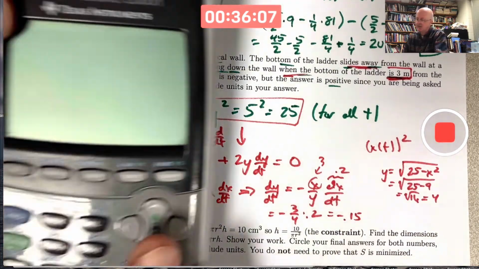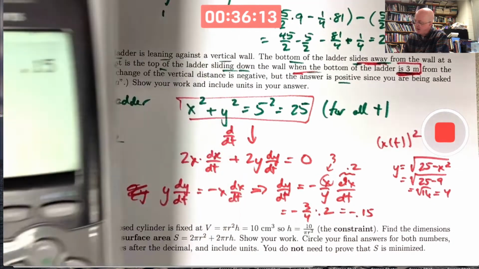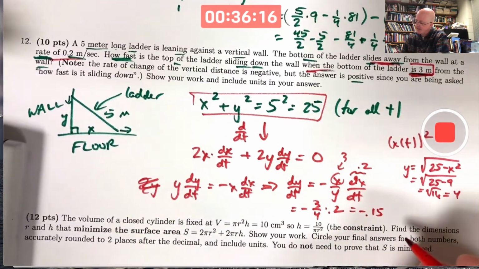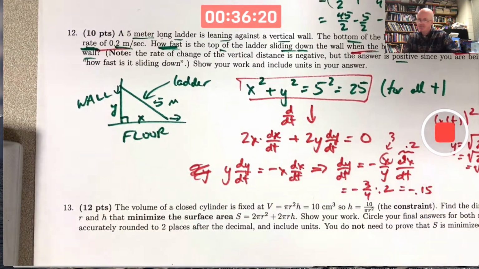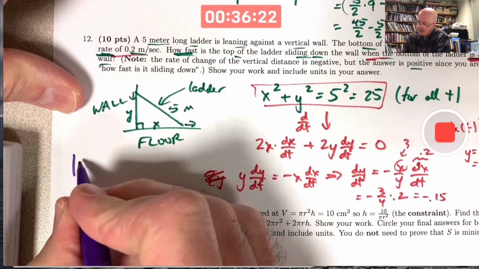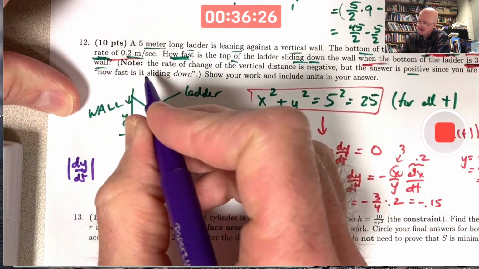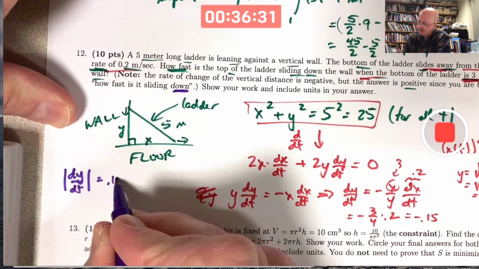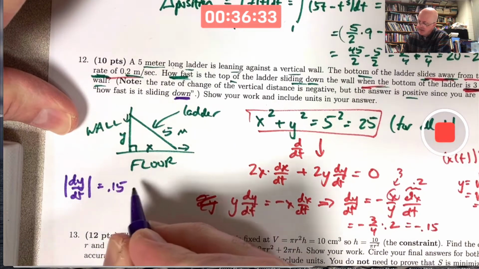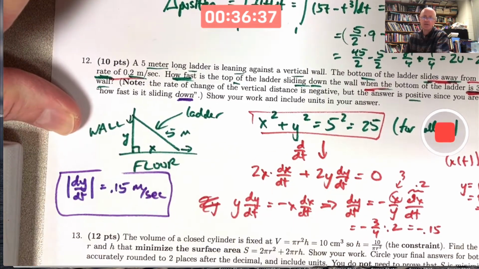I'll just double check things. I'm afraid I'm going to make mistakes here. So 3/4 times 0.2. Yeah, 0.15 with a negative sign. But that's not the final answer. The final answer is right over here, the absolute value of dy/dt, because I'm saying how fast is it sliding down, because I got the word down in there. So this is going to be 0.15. Units would be meters per second. Okay, that would be the final answer.